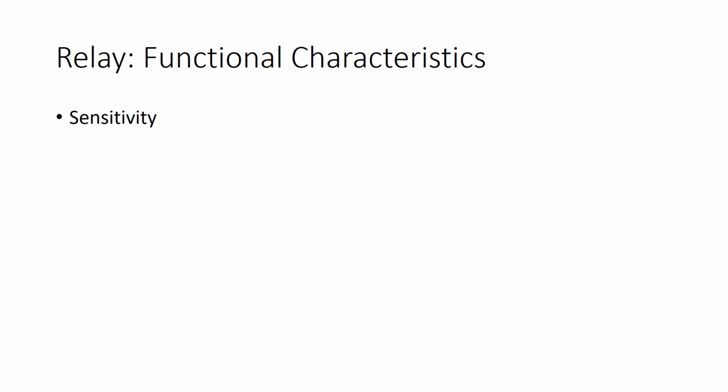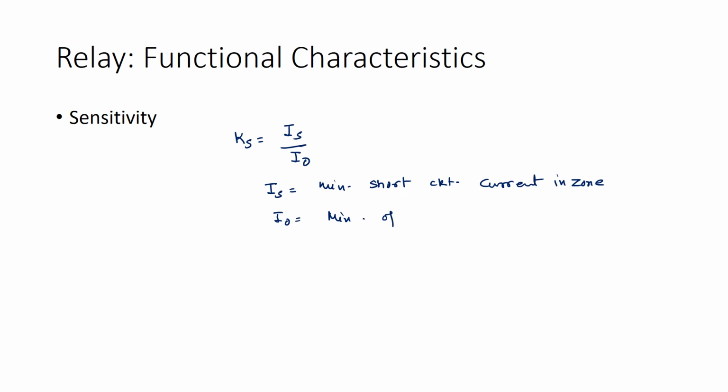Now, the important functional characteristic is known as sensitivity. Sensitivity is defined by a formula: Is divided by I naught. So what is Is? Is is the minimum short circuit current in the zone. And what is I naught? I naught is the minimum operating current for the protection.